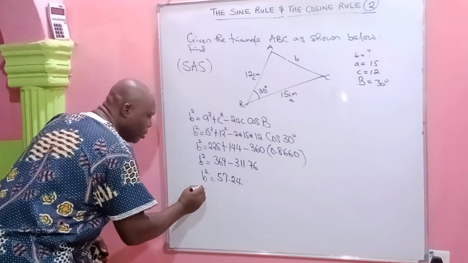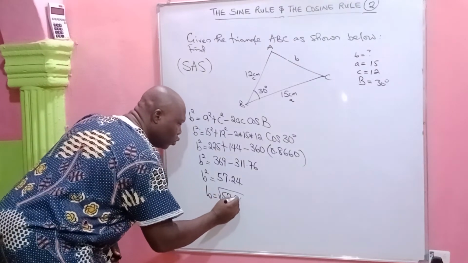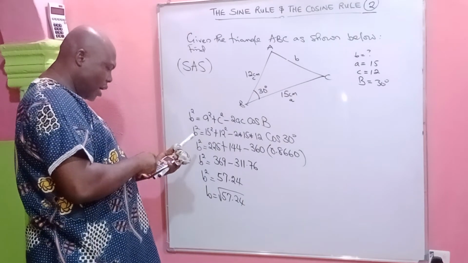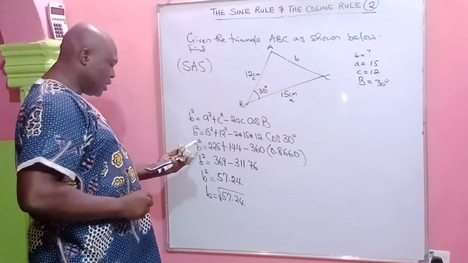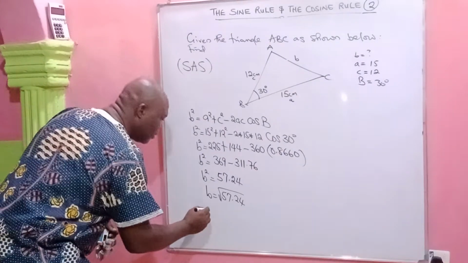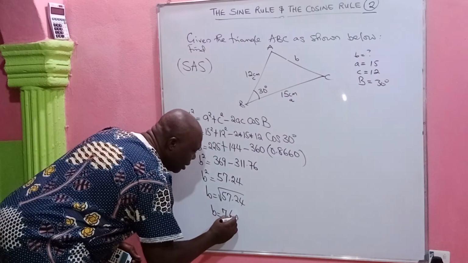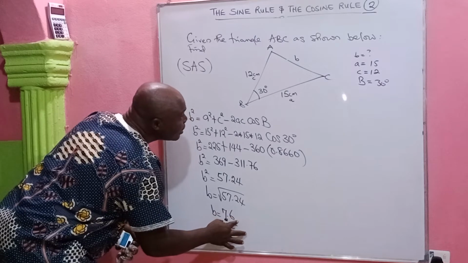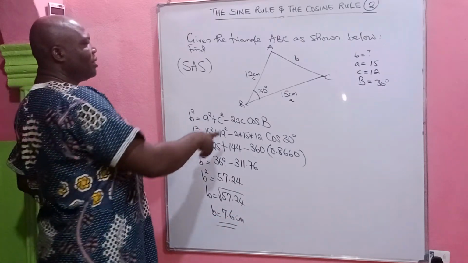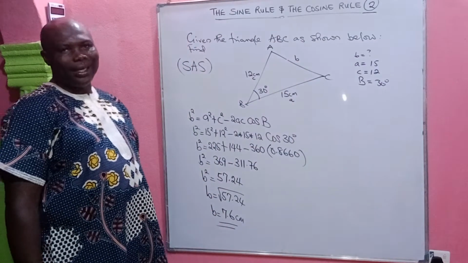Now what will be b? B will be the square root of 57.24. The square root of 57.24 simply gives us 7.5657. So our b will be 7.6 meters or cm. I think that was in cm. So our b will simply be 7.6. As this is 12, this is 15, your b is 7.6 cm.